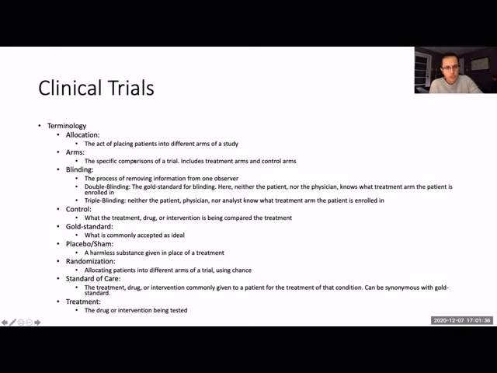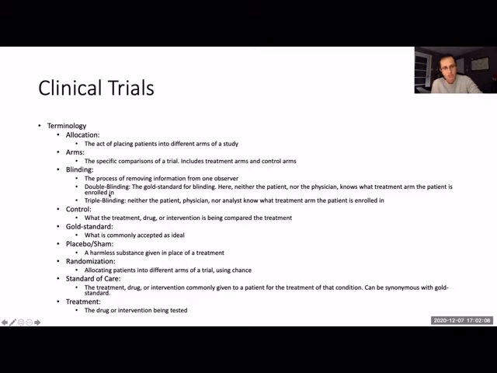Now, some terminology before we move on. So I mentioned some of these and we'll define them here. Allocation is simply the act of placing a patient into different arms of a study. But what's an arm? It's a specific comparison of a trial. So this would include a treatment arm and a control arm. So some patients may be allocated into a treatment arm where they'll receive this experimental drug, and some patients will be allocated into a control arm where they're administered either a placebo, but usually the standard of care.